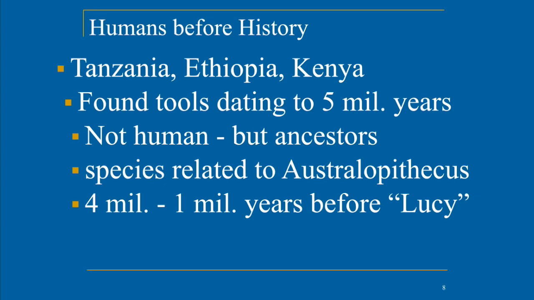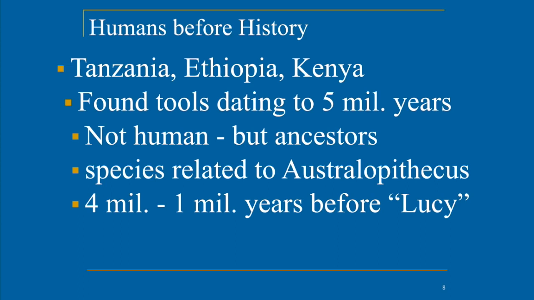Now, we wouldn't really call these very complex tools. They were basically just really sharp rocks or really rounded stones. And remember, these aren't humans, but they are ancestors to humans. And the species of these people that we found are related to what is known as Australopithecus. This happened sometime between 4 million years ago and a million years before what we would call Lucy, and I'm going to show you a picture of Lucy in a little bit.